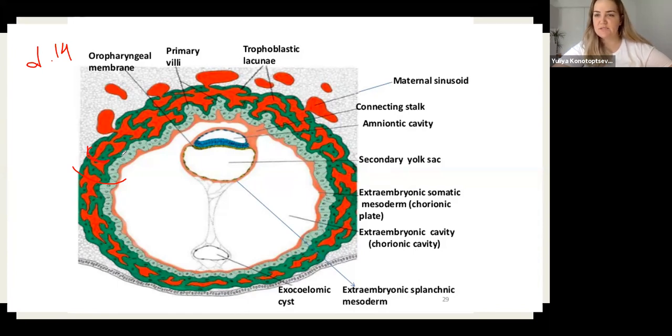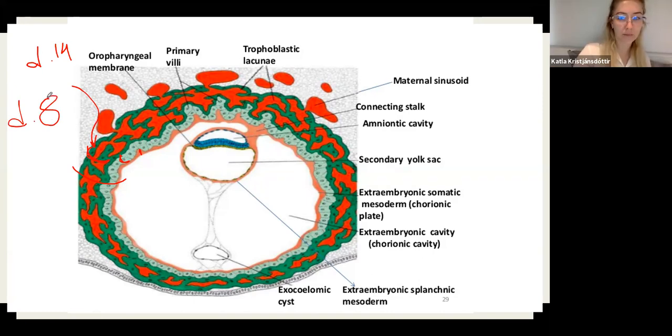syncytial trophoblast. Then we have cytotrophoblast. Then which one is this? Pleuric mesoderm. Very good. What was the function of syncytial trophoblast? What did it do? On day 8, it started doing something. What? The mother blood came into the lacuna.